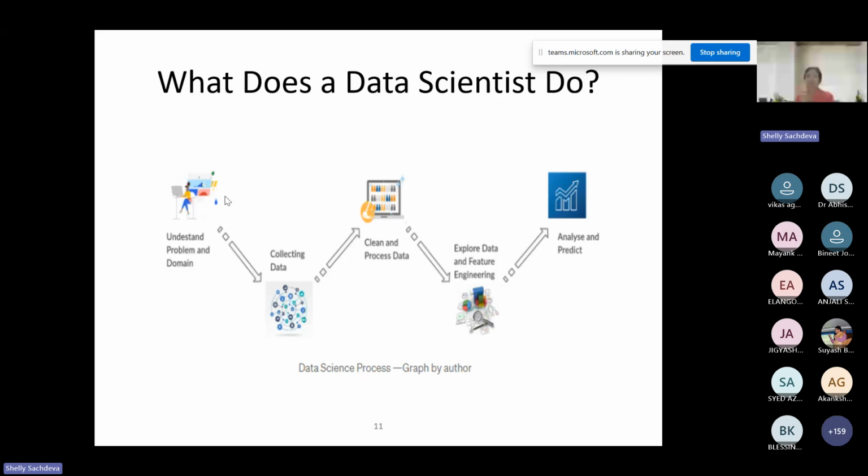After cleaning and processing the data, we need to analyze the data. Analyzing is where I ask: what is the distribution, what is the mean, what is the mode, and what is the variance? I need to analyze the data for the particular purpose before sending it further for data analytics or prediction. That is where I did the data exploration and feature engineering, and finally I predicted whatever I wanted to predict from that data set. This is what a data scientist usually does.